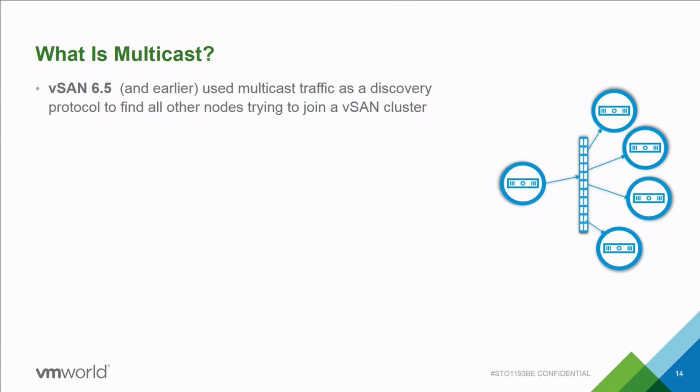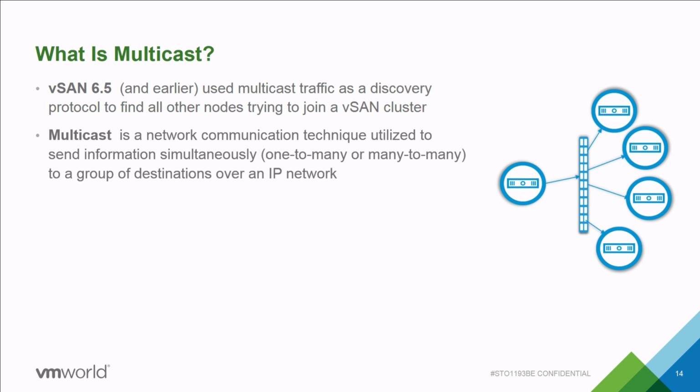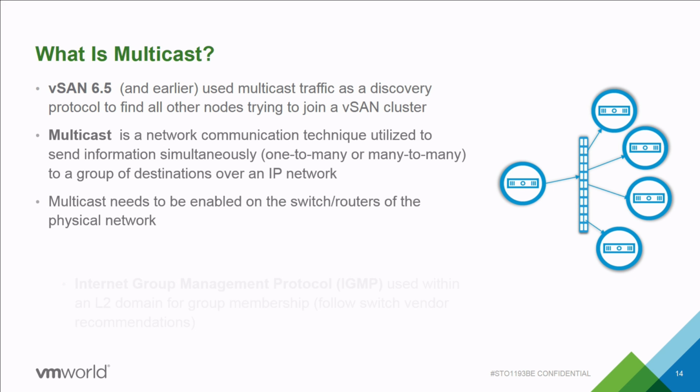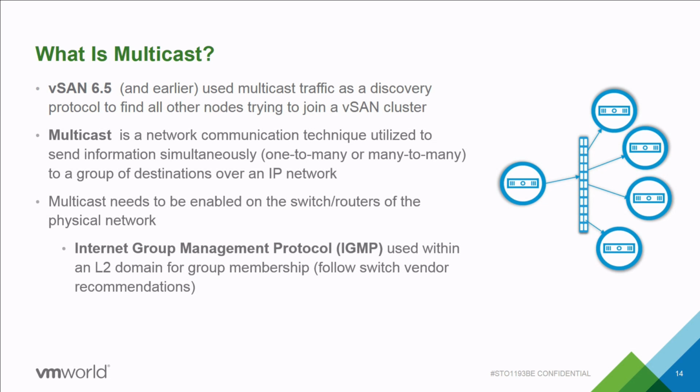So multicast, as I said, in 6.5, services like the CMMDS were using multicast to determine who was in the cluster. It's basically a way for multiple hosts to be able to communicate to each other without any other hosts being involved. That was achieved with a thing called IGMP, and it tended to require some things to be done on the switch side as well, so that whoever was part of this IGMP group was able to communicate to each other over this multicast mechanism.